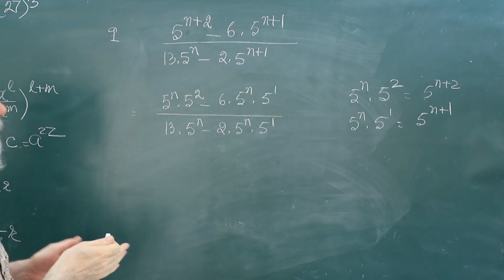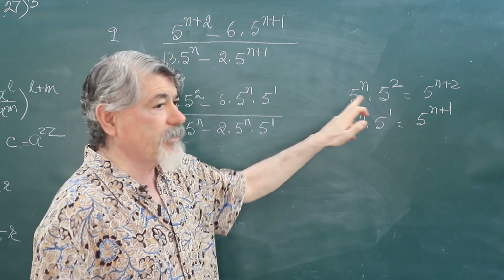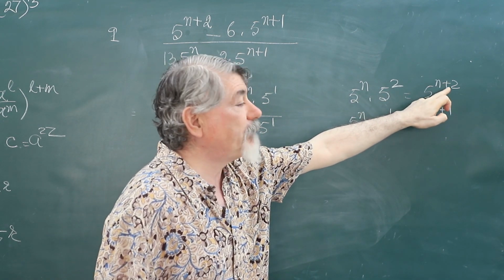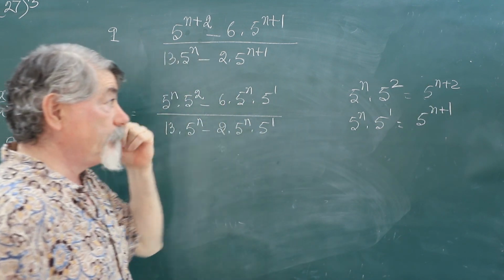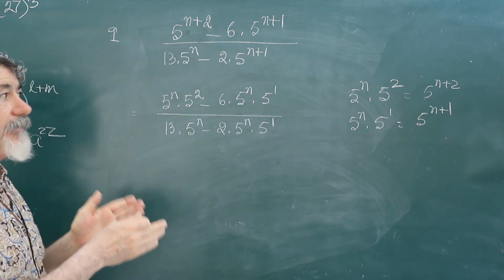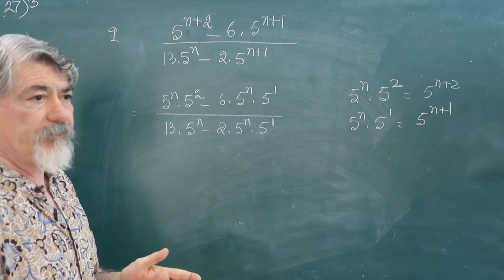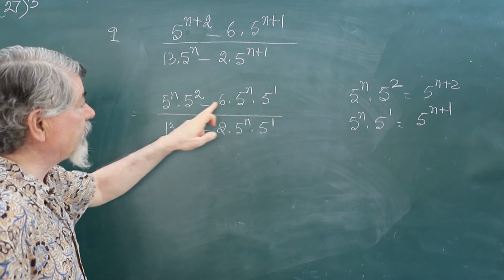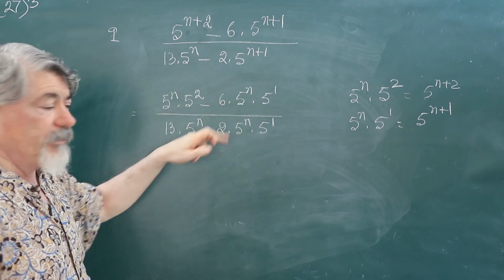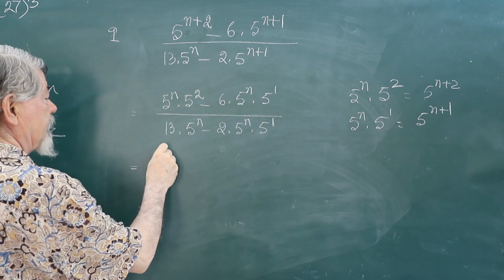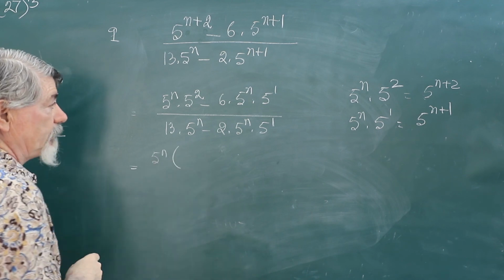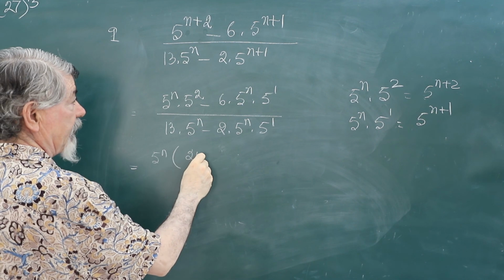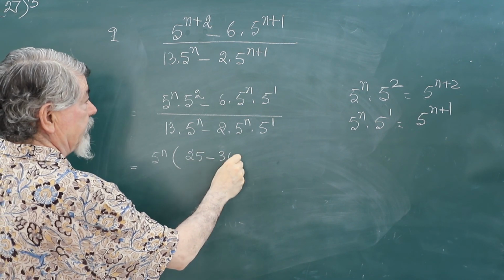Instead of adding them, like here, when the bases were same, we were adding the powers. If the base is same and powers is plus, I can break that power as 5 to the power n into 5 to the power 2. Why did I do that? Because now I can take 5 to the power n common in numerator. It will become 5 to the power 2, which is 25, and minus 30.